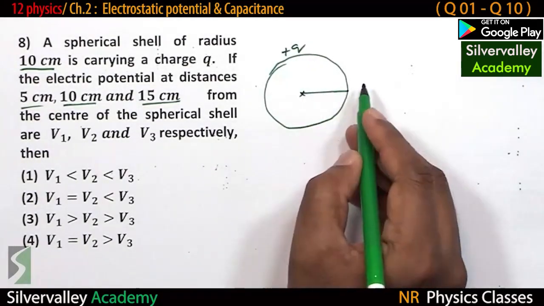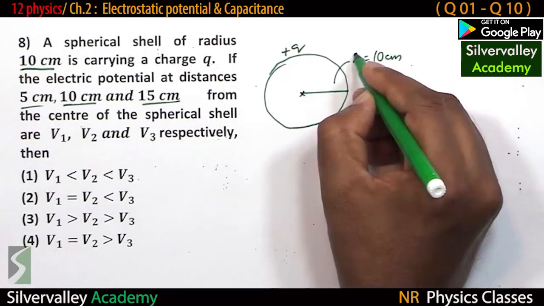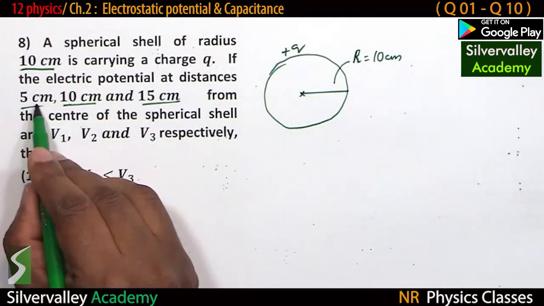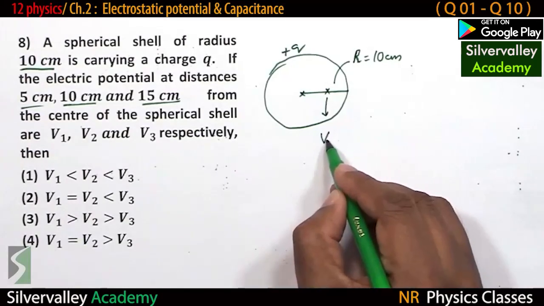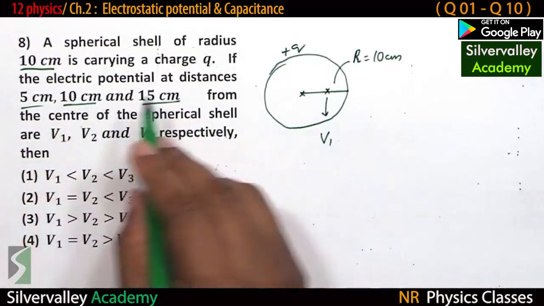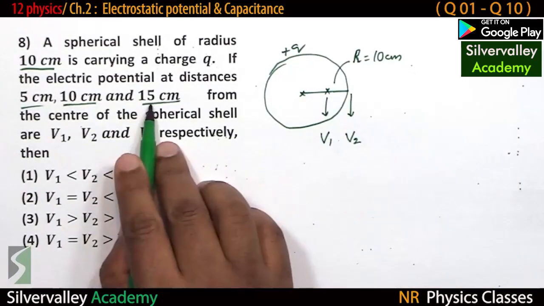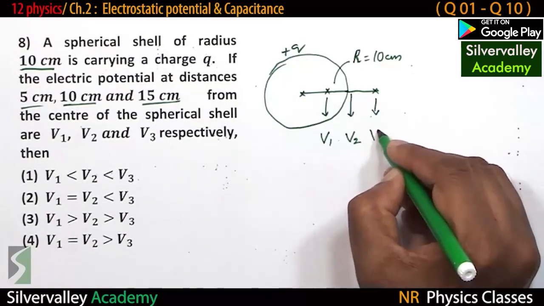Center. Radius is 10 centimeter. Capital R is 10 centimeter. At a distance 5 centimeter, potential is V1. At 10 centimeter, potential is V2. At 15 centimeter, potential is V3.